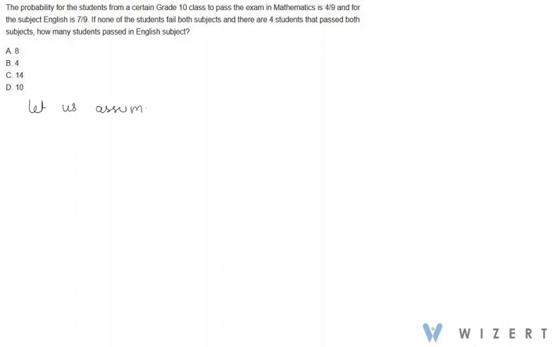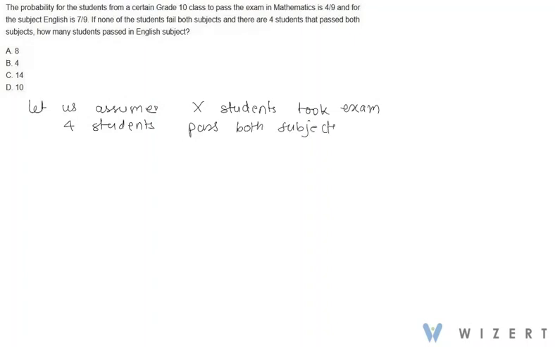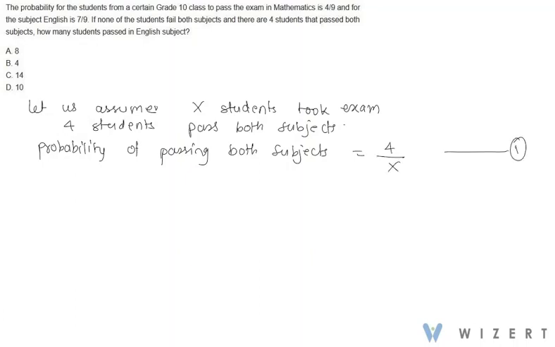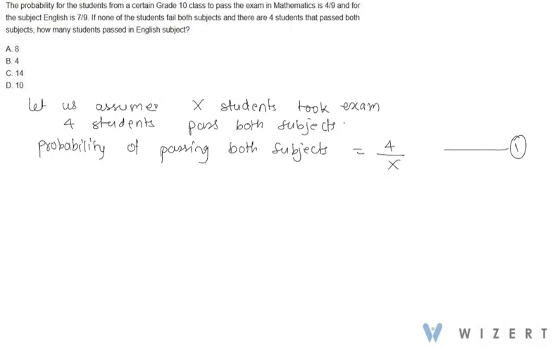Now let us assume X students took exam. So that means as given 4 students pass both subjects. So probability of passing both subjects can be given by 4 by x. Let us call this equation 1 and solve the given situation.